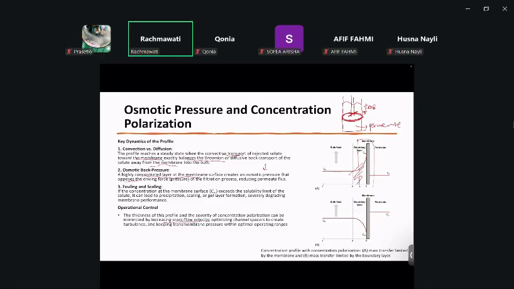So you can use the cross flow velocity, and then optimize the channel spacer to create turbulence, and also keep the transmembrane pressure within the optimal operating range. Yeah.